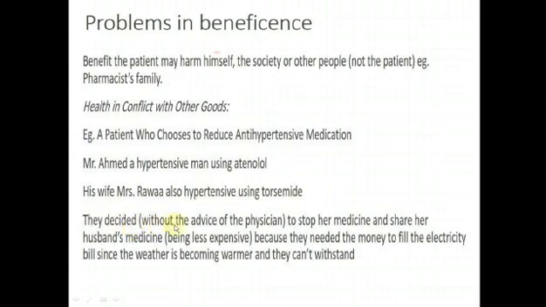They decided without the advice of a physician. They both decided that one takes atenolol and his wife takes torsemide, and that she should stop her treatment and share her husband's medicine, since sharing is less expensive, because they needed the money to pay the electricity bill since the weather became warmer and they cannot withstand it.